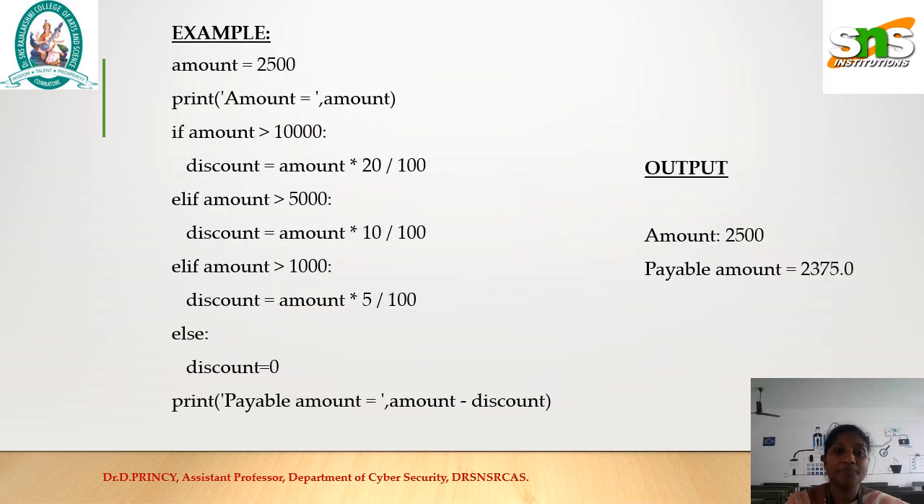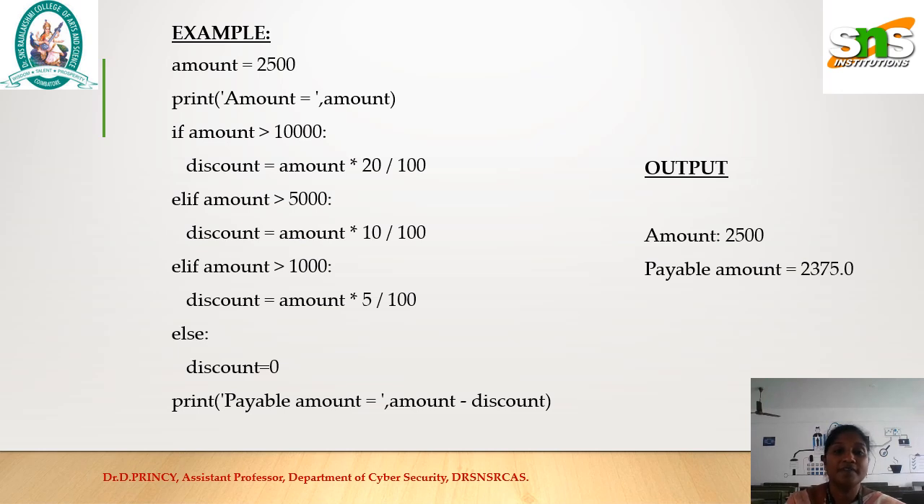This is an example. Amount equal to 2500. I just print the amount. If amount is greater than 10,000, it calculates the discount by multiplying with the value 20. If the amount is greater than 5,000, multiply the amount with 10. If the amount is greater than 1000, it multiplies the value with 5. If the amount is less than 1000, it comes to the else part, that is, there is no discount.